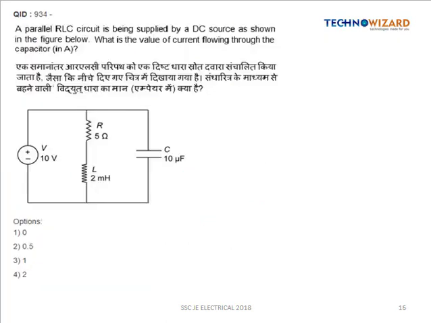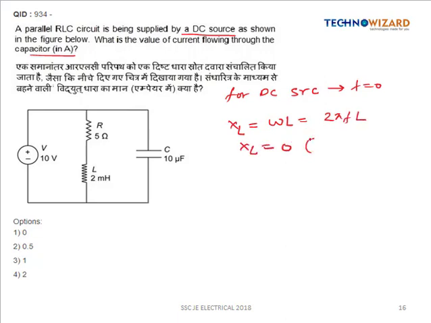Now next question is, a parallel RLC circuit is being supplied by a DC source as shown in the figure below. What is the value of the current flowing through the capacitor in ampere? So we can see that here a DC source is connected. So for the DC source, let us first calculate the value of the inductive reactance, which is given by omega into L. So for the DC source, we know that frequency is 0, so omega will be equal to 2 pi f. So we are getting the value of XL as 0. It means the inductor will act as short circuit for the DC source.